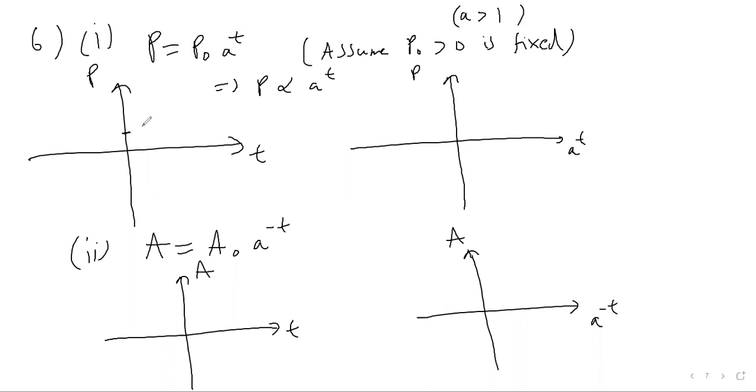Now, this initial value here is when t is 0. Substitute t equals 0 into this formula. What do you get? Well, a to the power of 0 is the number 1. Anything to the power of 0 is the number 1. 1 times p0 gives you p0. So our initial position is going to be p0.